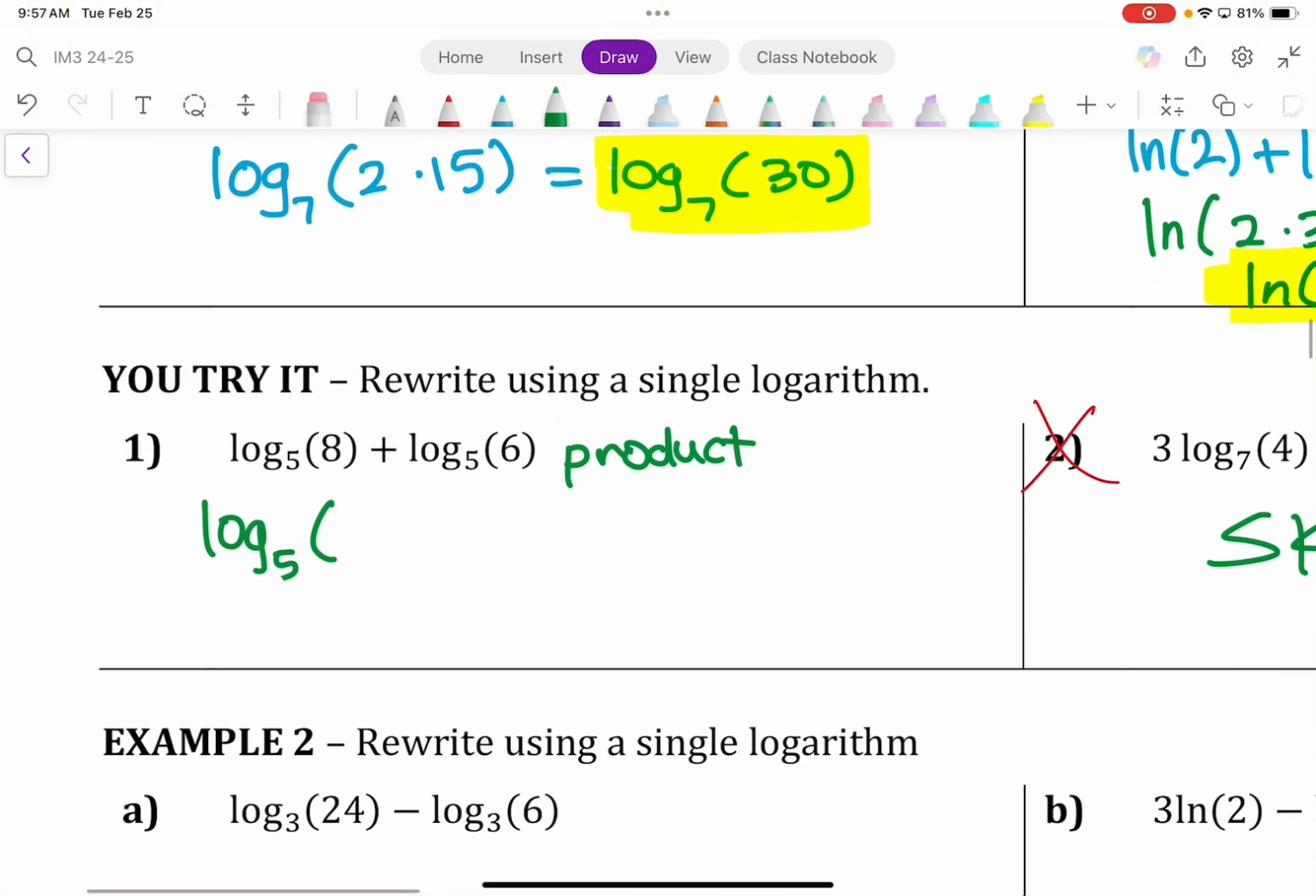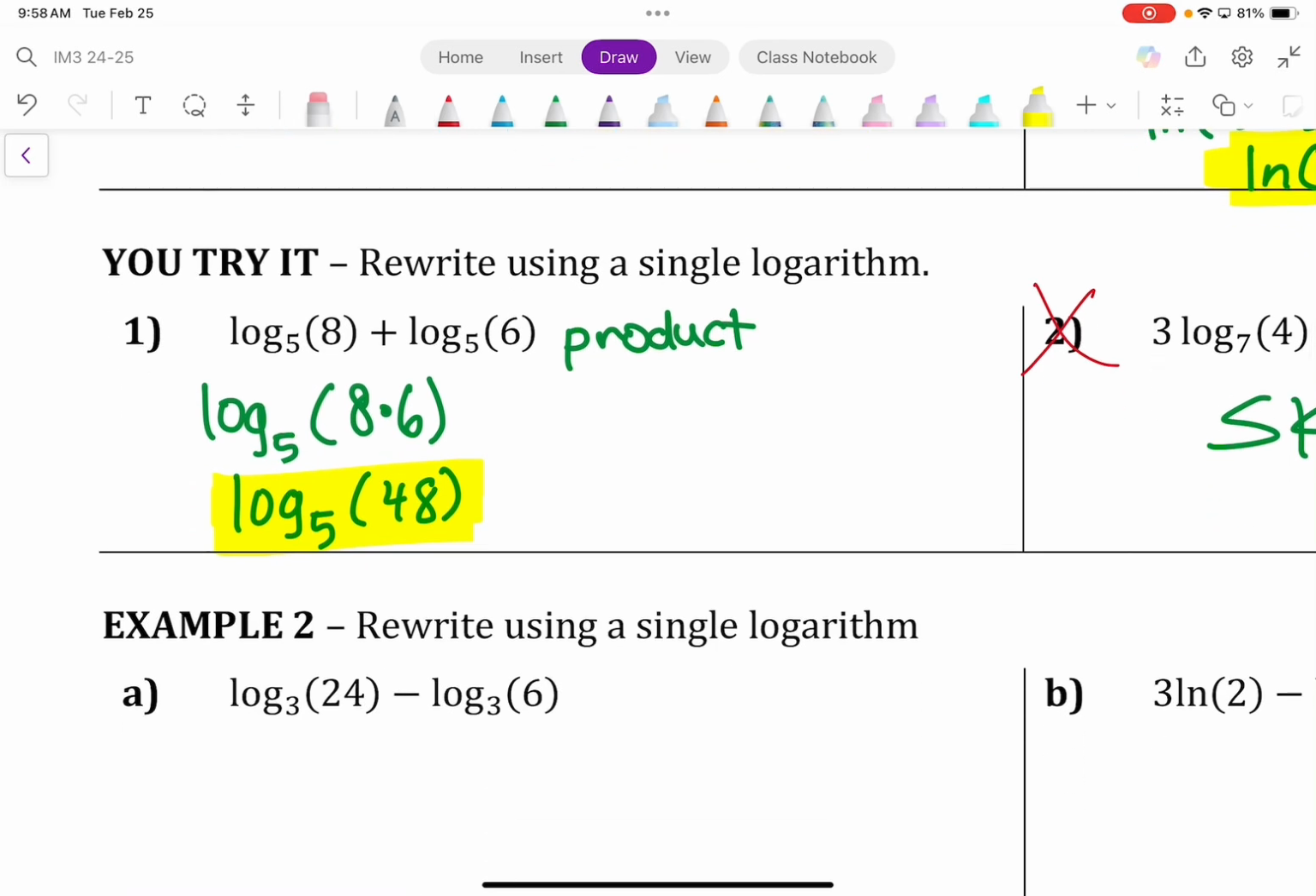2 times 15. So down here we're going to have, Salvador, what are we going to have? 8 times what? It's okay. We're going to wait till you get it. 8 times what? 8 times 6. Thank you. So 8 times 6 is going to equal, what's 8 times 6? 48. Log base 5 of 48. So that is the product rule.